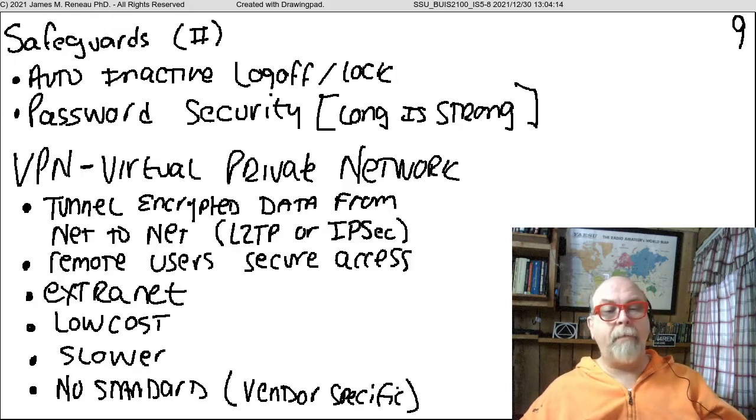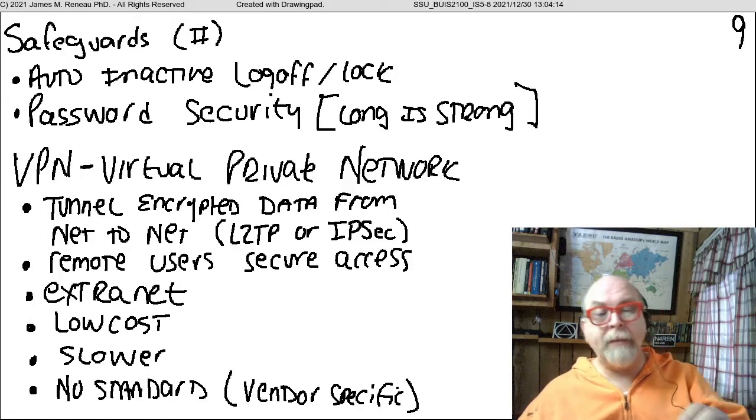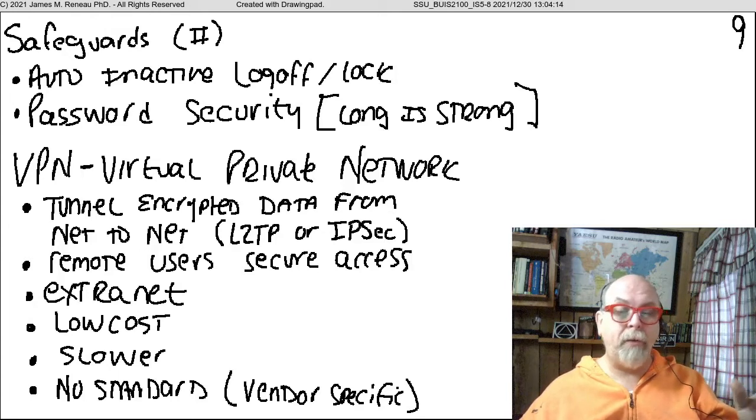Now, one problem is there is no real standard. It's vendor specific. So if you're buying Cisco's VPN or if you're buying VPN from another provider, the client software you have to load on your computer and the software you have on your routers and firewalls is proprietary to whoever you bought your VPN through. But most organizations have got some form of this, and it works really well.